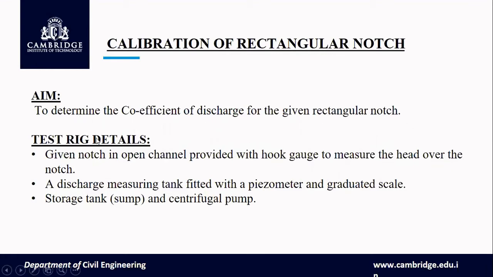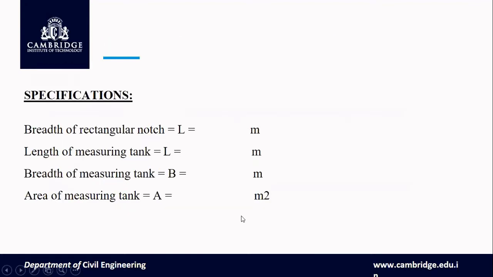Next, to perform the experiment, we need apparatus, that is known as testing details. First, we need a notch in an open channel provided with a hook gauge to measure the head over the notch. Second, we need a discharge measuring tank fitted with a piezometer and a graduated scale. Then we need a storage tank and centrifugal pump setup, and along with this we need a stopwatch to note down the time.